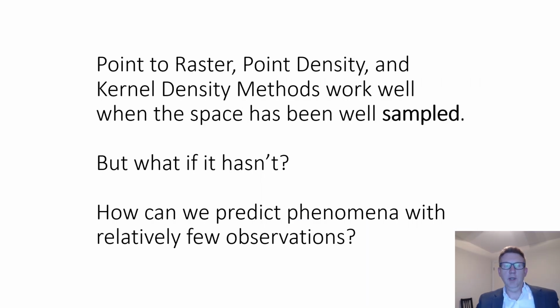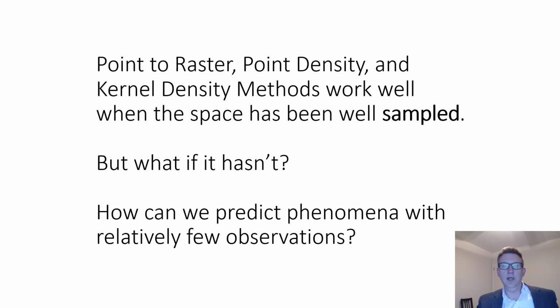Okay, so we're going to be talking about a case in GIS that comes up quite often, and that's the case where we need to interpolate, we need to figure out what's going on over a larger area than we have sampled. The tools that we've talked about so far, point to raster, point density, kernel density, all work well when we have a relatively high density of points, where we think we've more or less pinned down the phenomena that we're trying to capture. But that's often not the case.